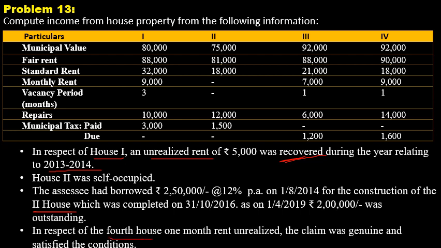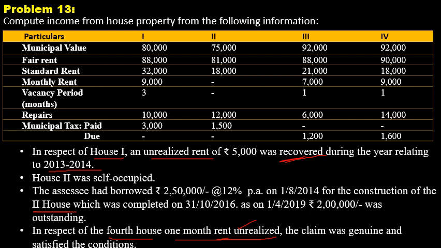In case of the fourth house, there is 1 month unrealized rent related to the present year, and you can consider this unrealized rent while calculating rent received. The assessee fulfilled all the conditions related to the unrealized rent. So you can consider the unrealized rent of the fourth house while calculating rent received. So this is problem 13.